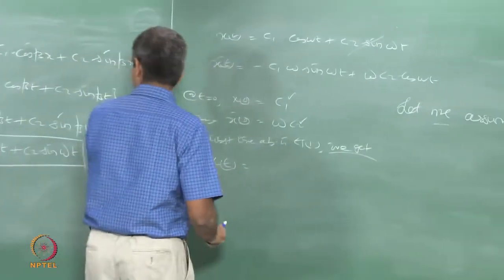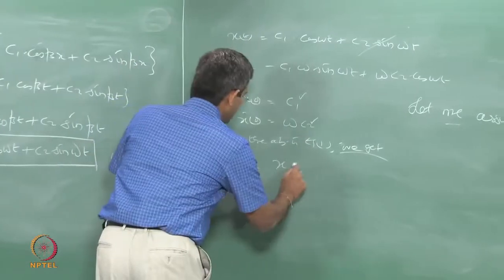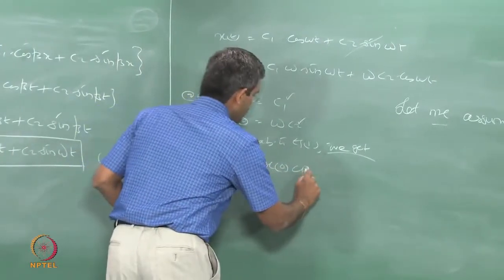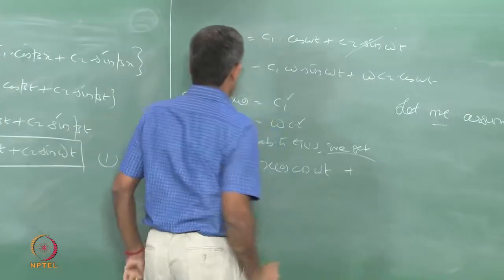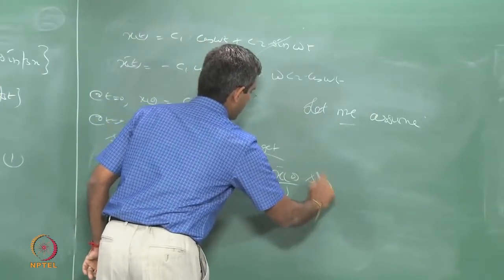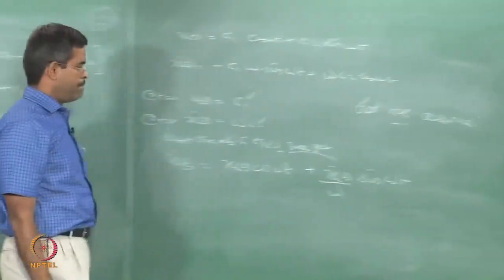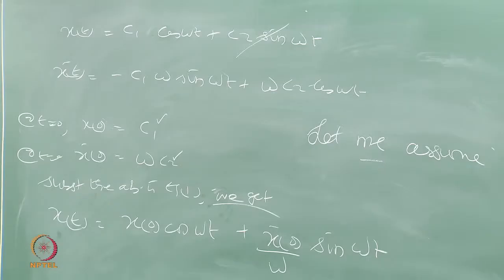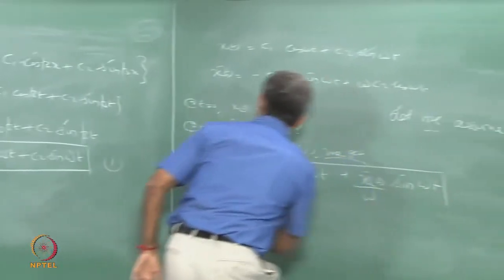So, x of t is nothing but C1, that is x naught, cos omega t plus x dot naught by omega sin omega t. Okay. Equation number 2. So, I have the full solution now.